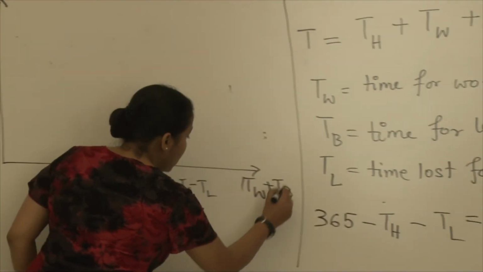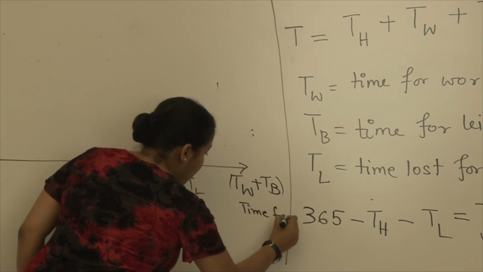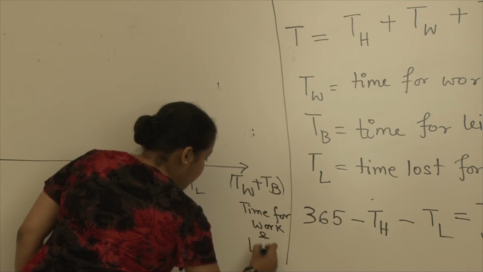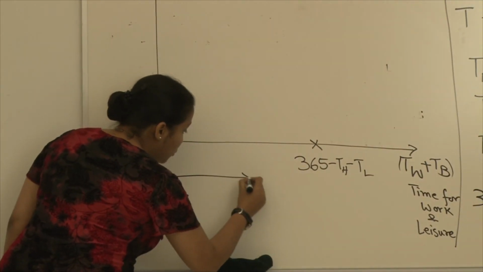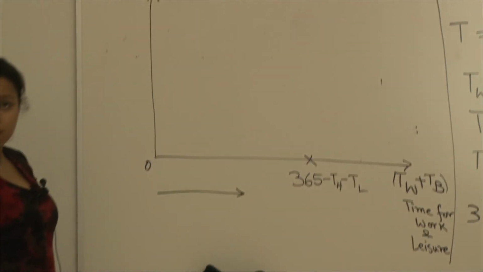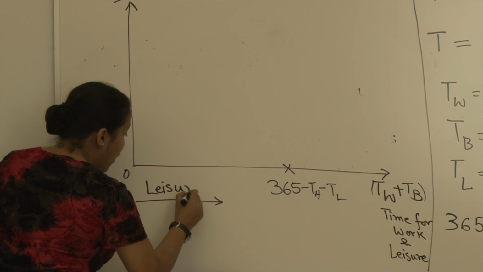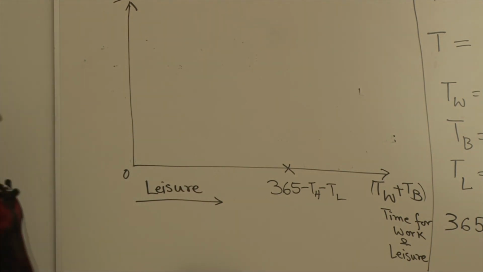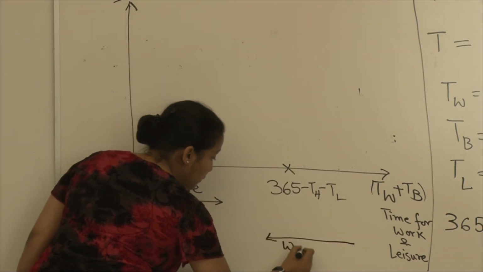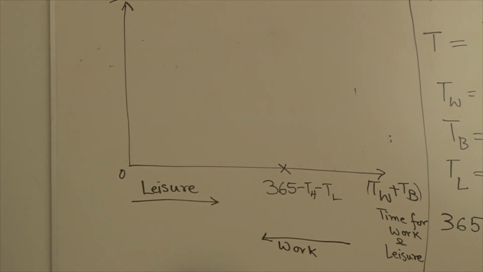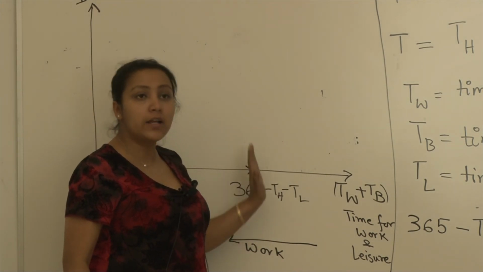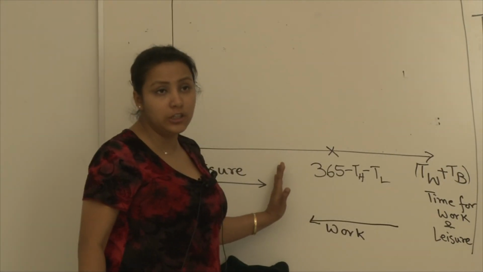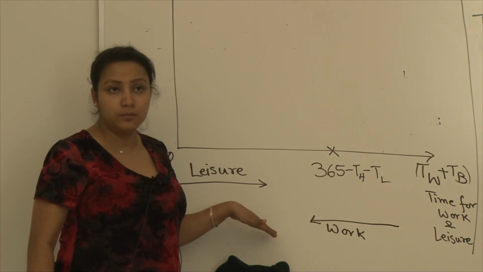Now, this, what can I call this? This TW plus TB, I can say this is the time for work and leisure. So, that means I am measuring two things on the same axis. I am measuring work and I am measuring leisure. So, let us say from 0 to that direction, when I am measuring the usual direction of the x axis, I am measuring leisure in that direction, the number of hours put for leisure in that direction. So obviously, work has to be measured in the opposite direction. So what I am trying to say is if I have total 10 days for work and leisure, out of that if I put 6 days for leisure, then I will be putting 4 days for work. Do you see what I am saying?